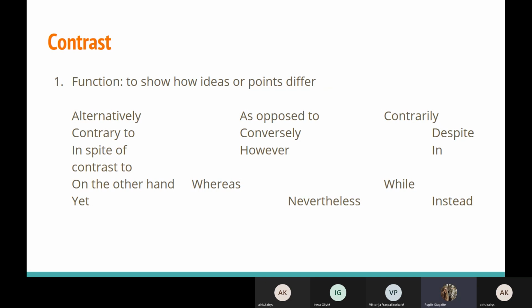And this is contrast linking words, and they function as words that show how ideas or points differ. So with such phrases as alternatively, contrary to, in spite of, as opposed to, contrarily, conversely, despite, despite of, on the other hand, nevertheless, instead, and so on.